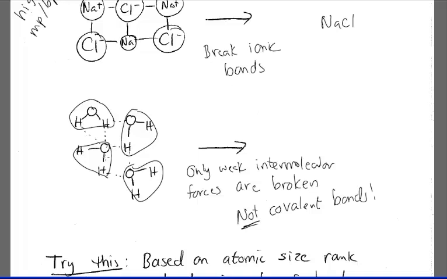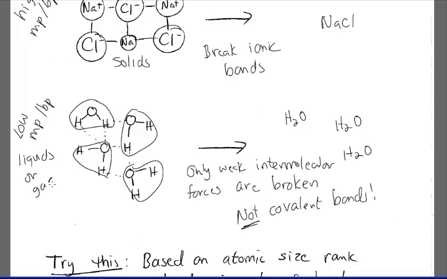What you're breaking are these dotted lines, which are intermolecular forces, to form separate water molecules. Therefore, even though covalent bonds are strong, you're not breaking those when you boil. So molecular compounds which are covalently bonded will have relatively low melting points and boiling points, which is why ionic compounds tend to be solids at room temperature, whereas covalent compounds tend to be liquids or even gases at room temperature, because it doesn't take nearly as much heat to make them boil or melt.